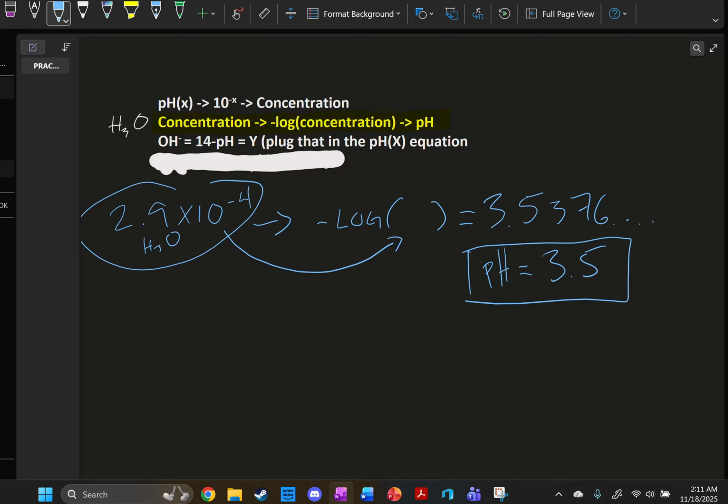Easy breezy, right? Super simple, no complicated math. You're just plugging in the number that you're given and it will spit out the number that it is. Super easy.